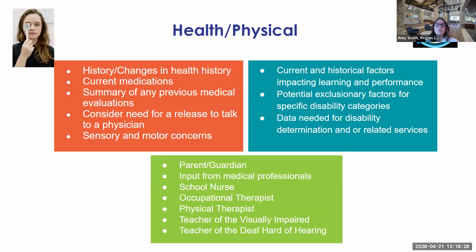Next is the health physical section of the report. This includes information regarding your child's health and developmental history, a summary of previous medical evaluations, such as a report from the doctor regarding ADHD, and information regarding sensory and motor skills. For most students, this will include results of a school-based hearing and vision screening. If a child is suspected of visual impairment or deaf hard of hearing or deaf-blind eligibility, then the specific assessments required for those eligibilities will be found here as well, or referenced with an additional report attached.